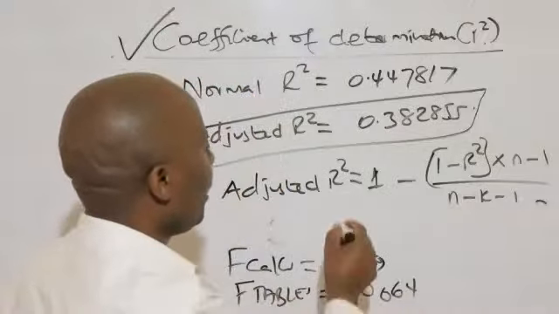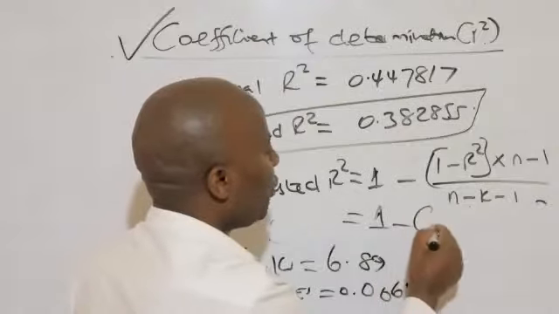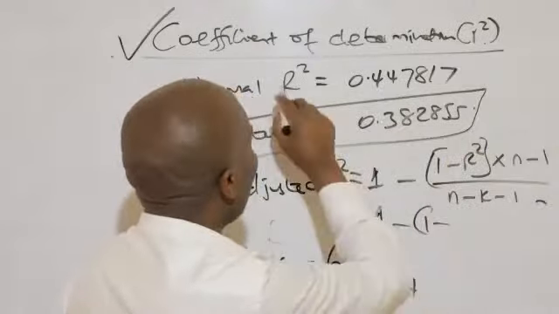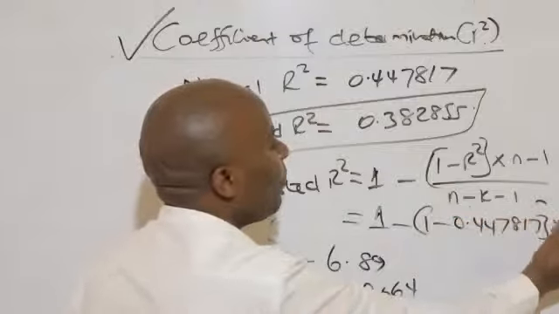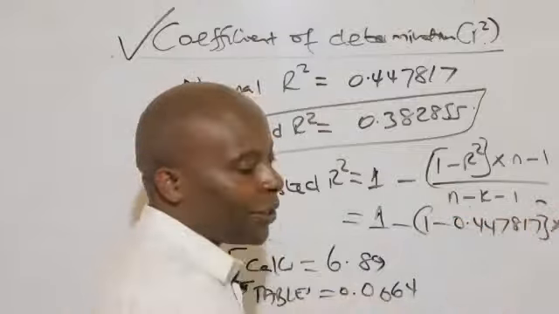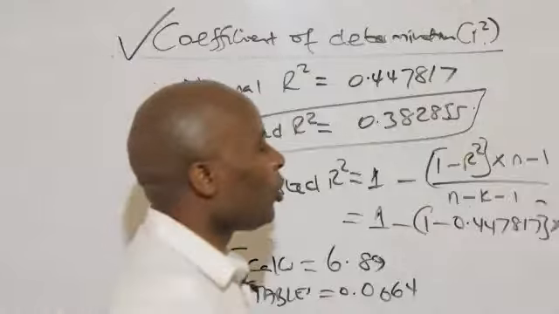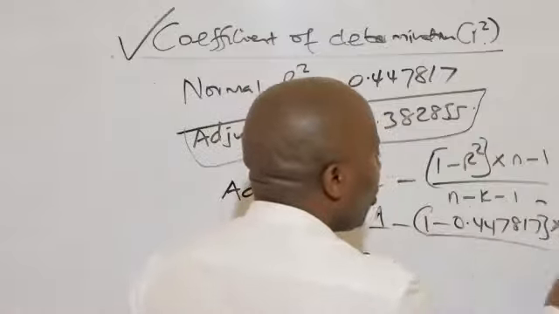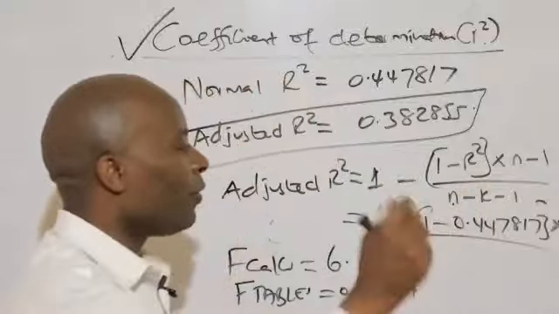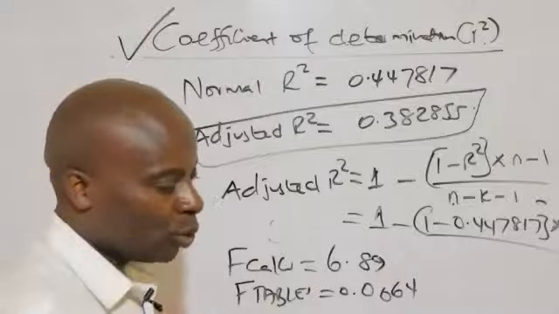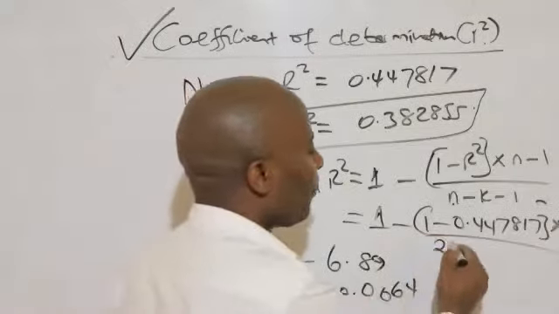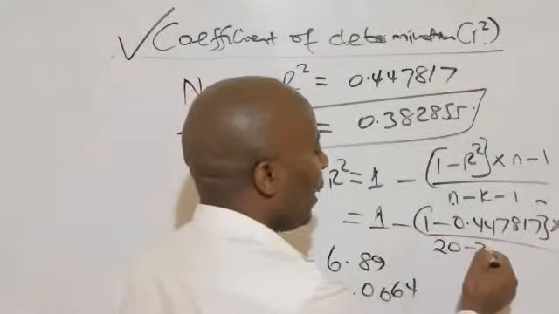So we have 1 minus, into brackets, 1 minus the normal R square. The normal R square is 0.447870 multiplied by n minus 1. They told us that our sample size observations were 20, so 20 minus 1 gives us 19. All over n is 20, k the number of predictor variables was 2, so we talk of 20 minus 2 minus 1. So at the end of the day, what shall we end up having, ladies and gentlemen?